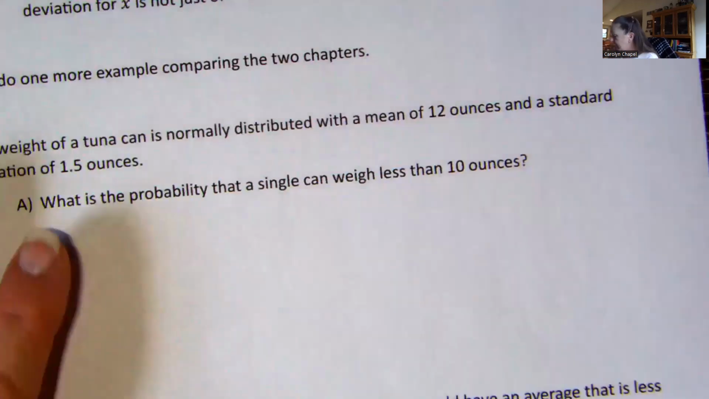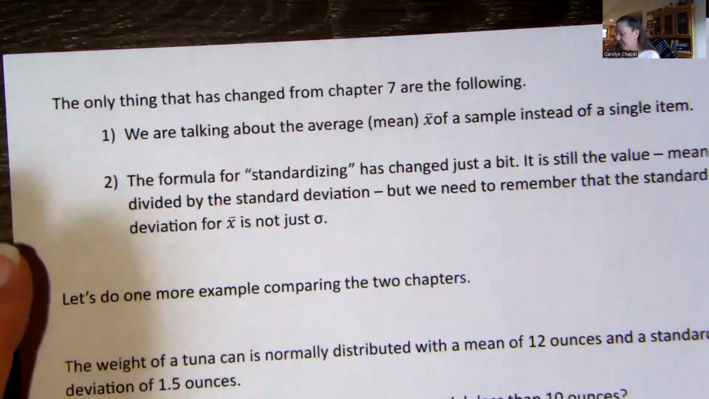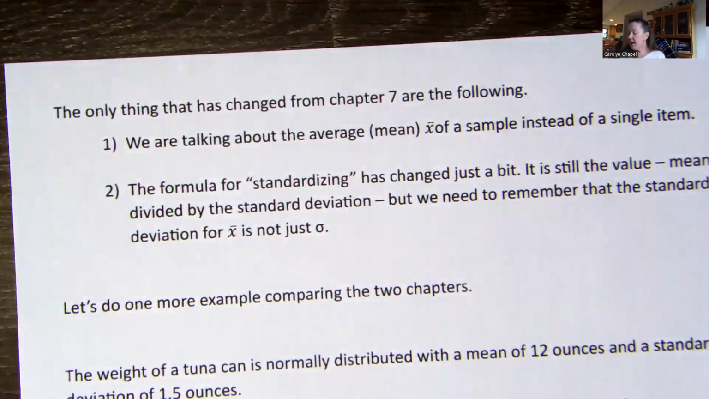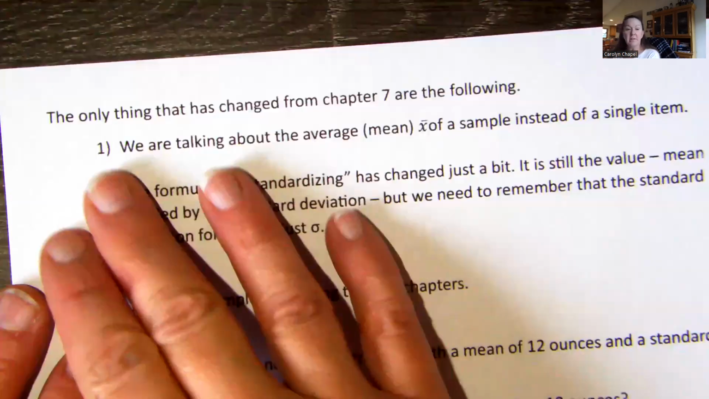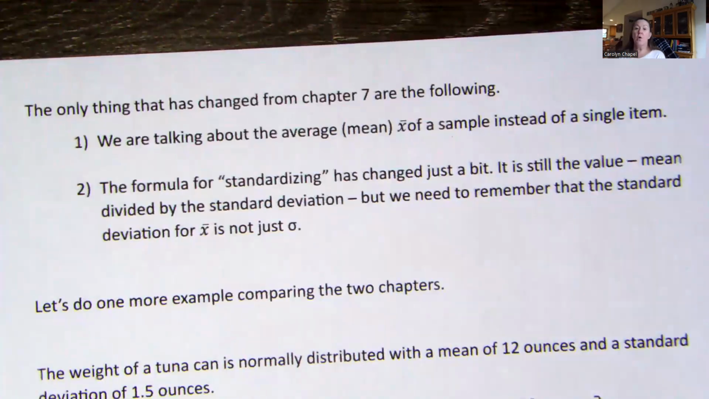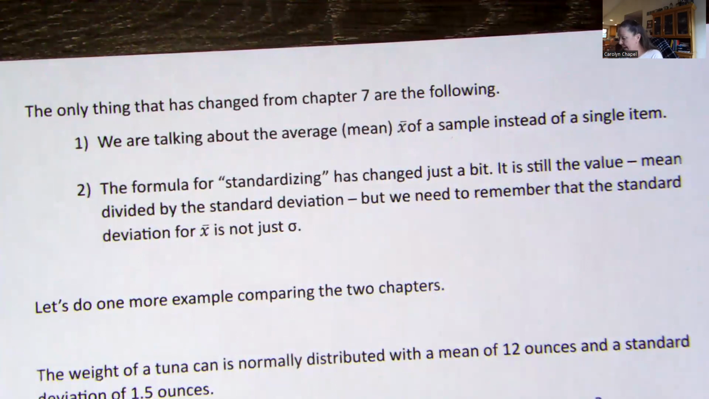So I'm not going to do a whole lot of these, but I'm going to do another one just to show you the differences between chapter 7, where we're talking about one thing, and chapter 8, where we're talking about 2, and point out the differences in the wording. The only thing that's changed from chapter 7 is that we're going to be talking about the average, or the mean, or X bar of a sample instead of a single item. So we're not going to be asking what is the probability that a person, we're going to be looking at what is the probability that the average of this group.